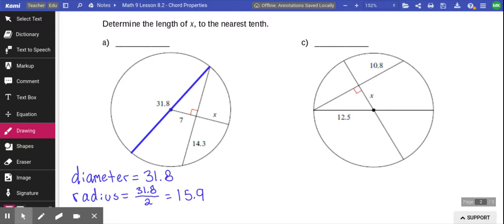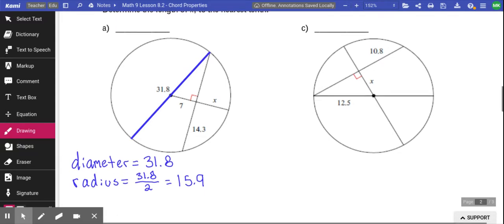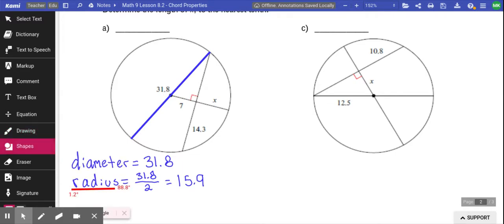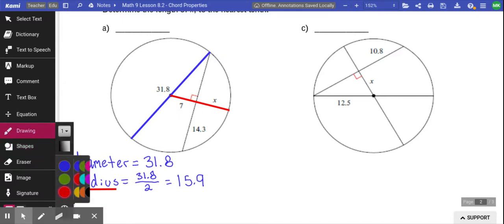Sometimes when you're lost on a question, it helps to see if you know the diameter or know the radius. Because if you know one or the other, then you can figure out the other one, and sometimes that just leads to stuff. For us, knowing the radius actually is helpful, because the radius is the distance from the center to the edge. And if you notice, part of that is x, what we're looking for. So if I know from the center to the edge should be 15.9, from here to here should equal 15.9.